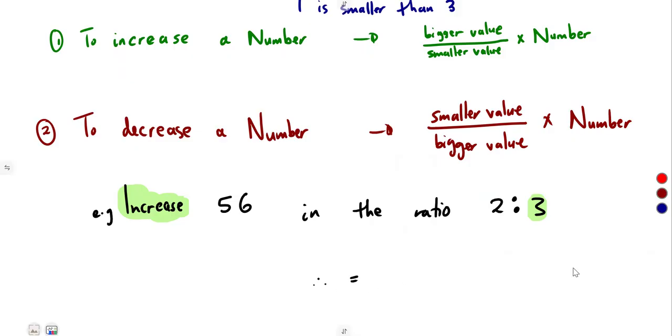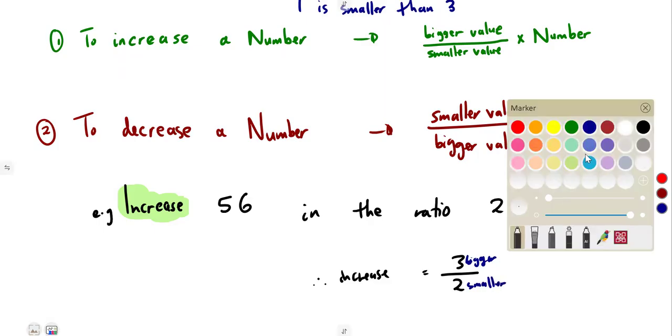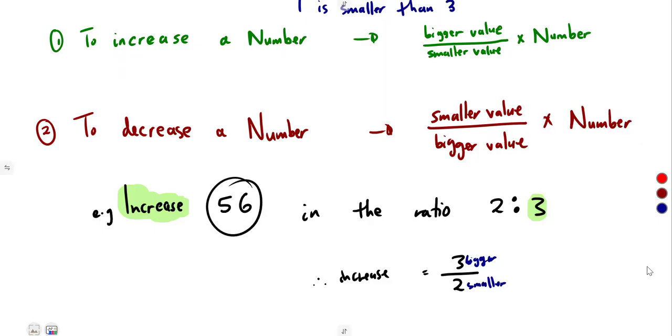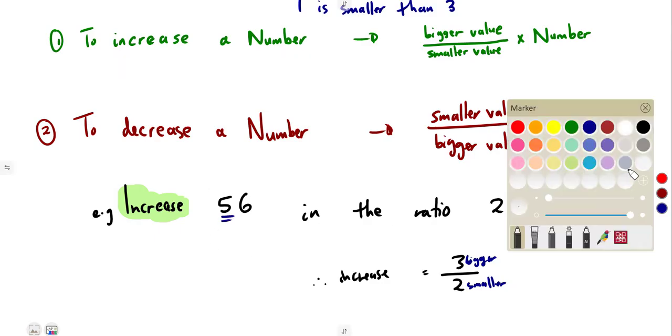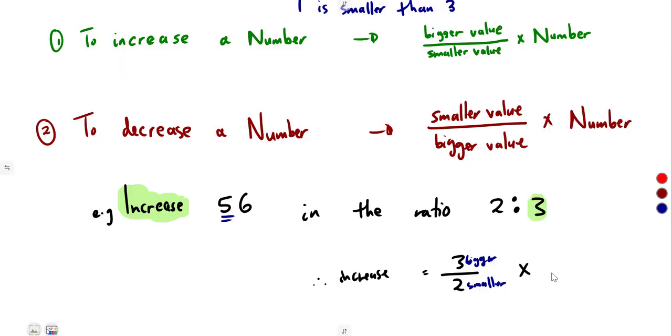So therefore, we are going to have an increase. It's going to be the bigger value, 3 over 2. Bigger over smaller. Then we multiply by the number you are to increase. The number there is 56. So multiply by the number 56. So that's it: increase, bigger over the smaller value.